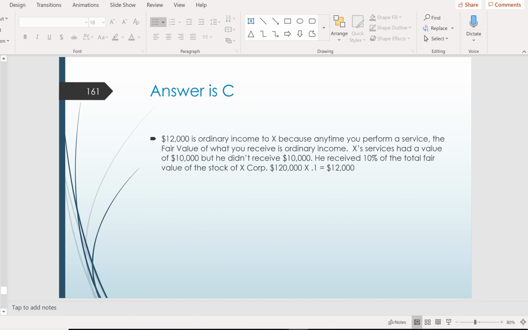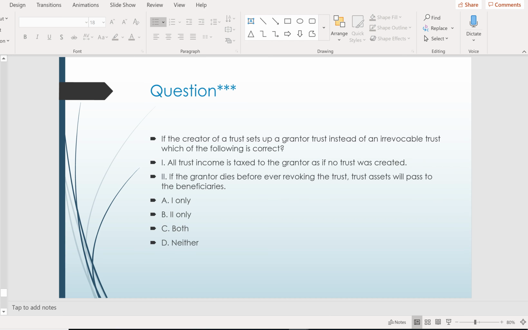And that's the kind of question they could easily ask. So that was a three-part question on the 80% rule. Make sure you understand how that works. All right, a quick question on a trust. If the creator of a trust sets up a grantor trust instead of an irrevocable trust, which of the following is correct? All right, you should know about a trust.